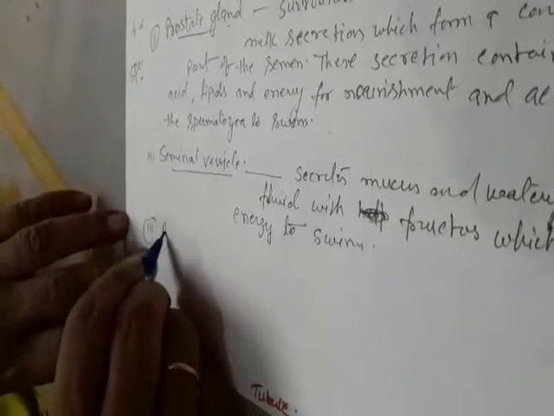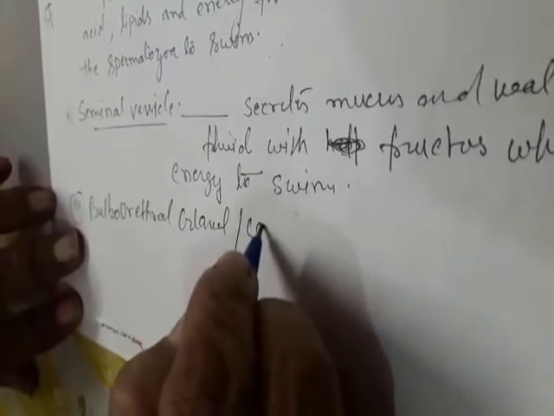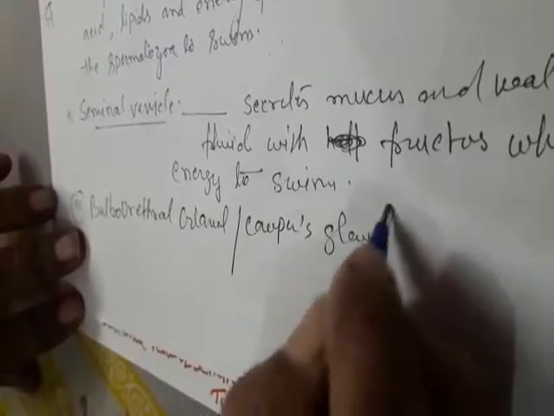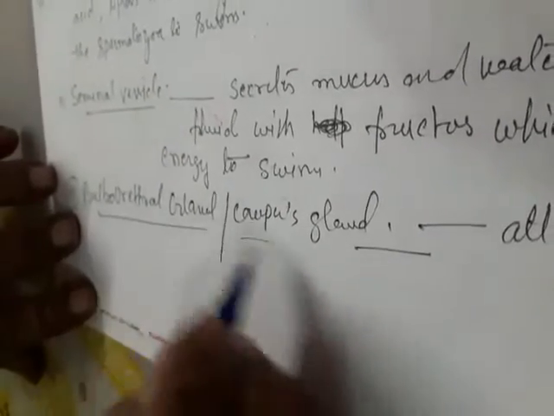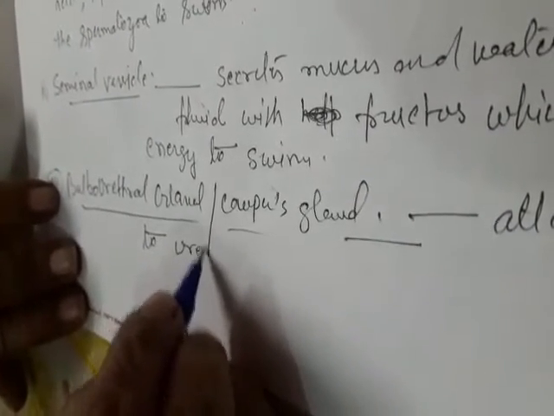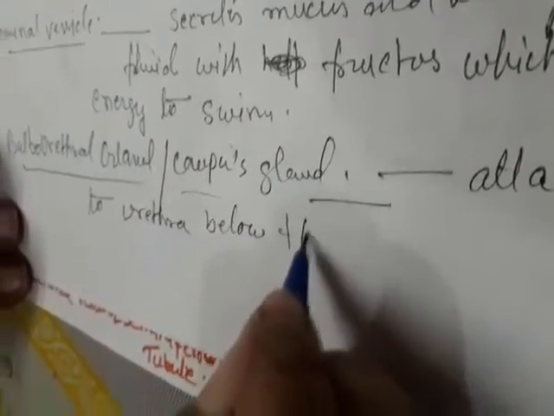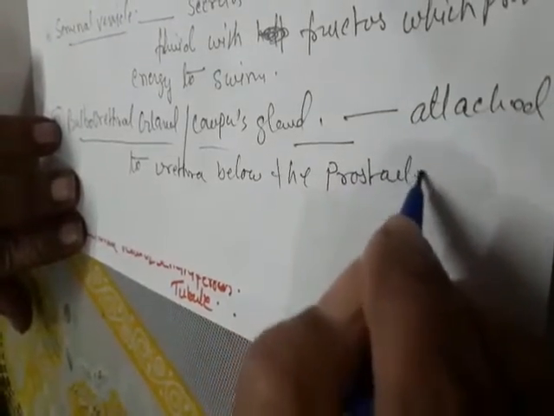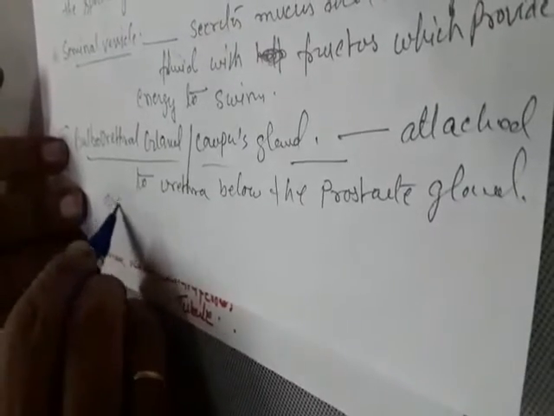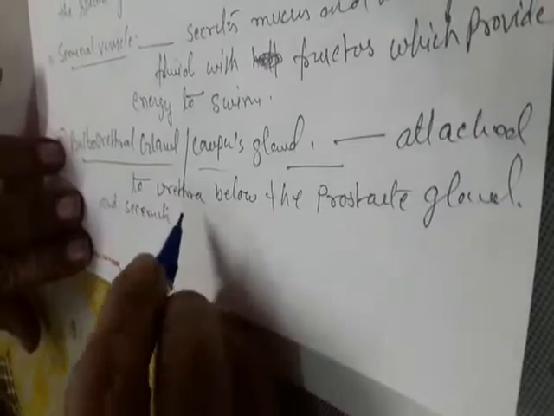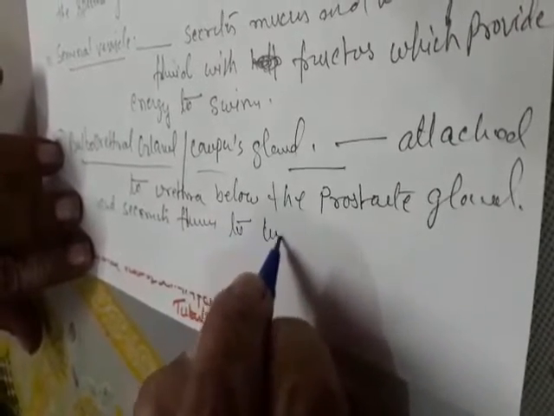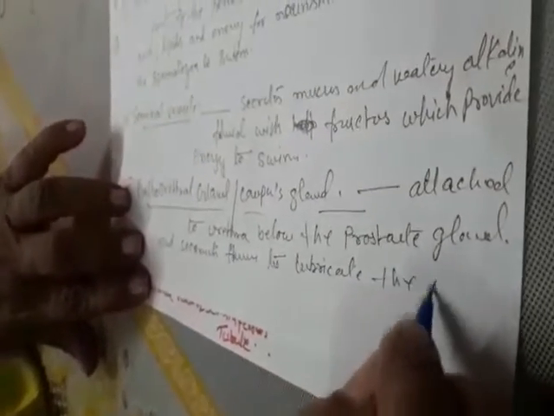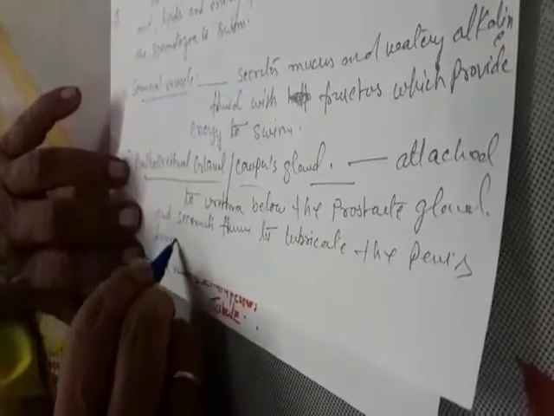Third, the bulbourethral gland, an oblong gland attached to the urethra below the prostate gland, which secretes fluid to lubricate the penis during copulation.